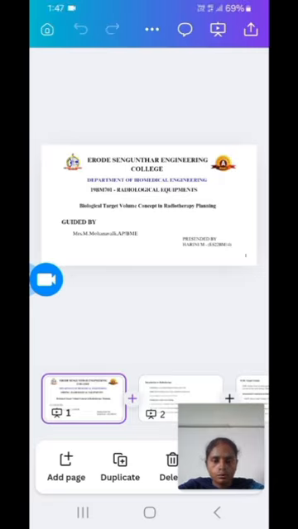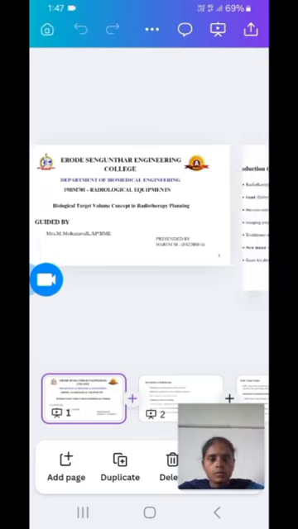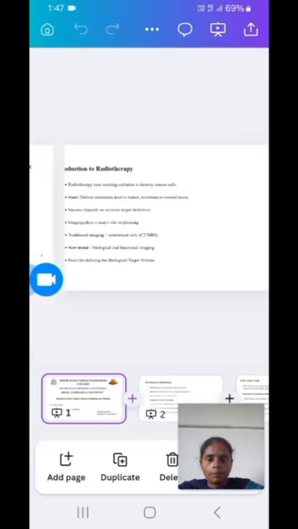Today I am going to present radiological equipment. The seminar topic is the biological target volume concept in radiotherapy planning. Now, see the introduction of radiotherapy.